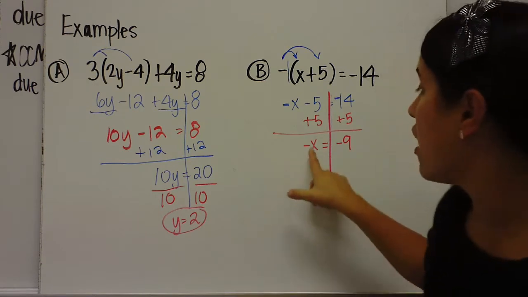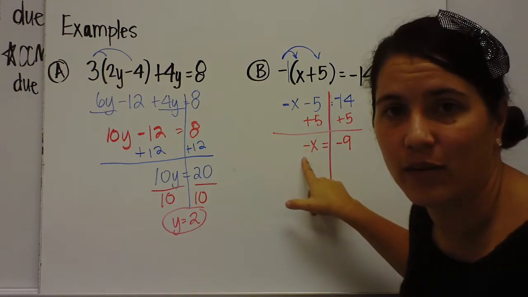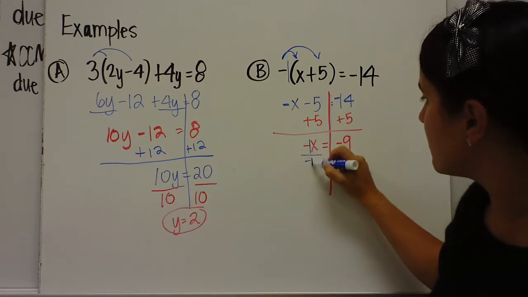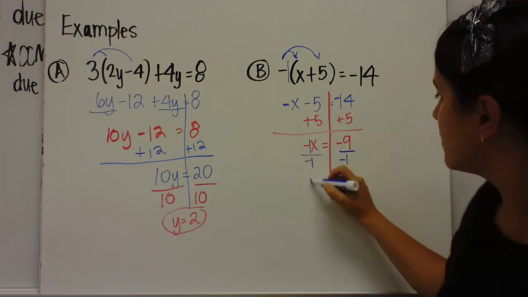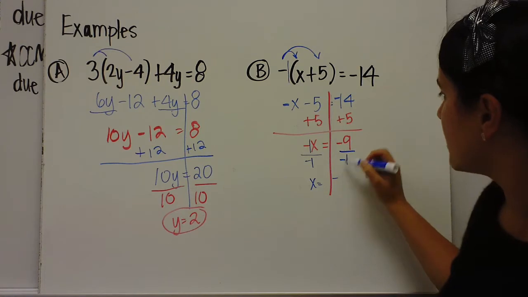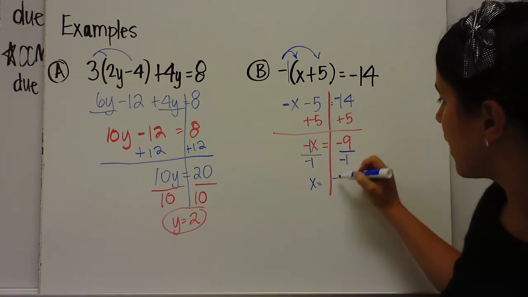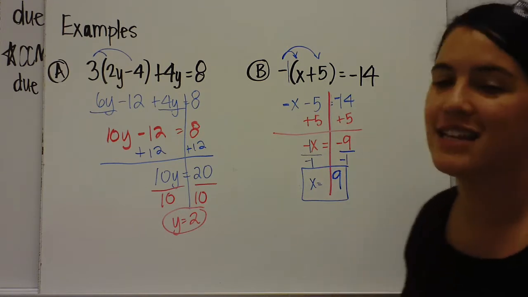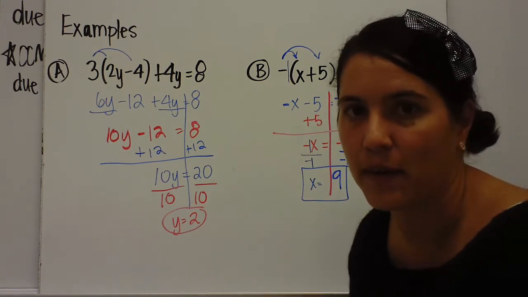And this looks wrong because you can't have a negative variable. So in order to switch this out, I put a 1. I'm going to divide by negative 1. And x, a negative 9 divided by a negative 1 is going to be a positive 9. Because a negative divided by a negative is going to be a positive.